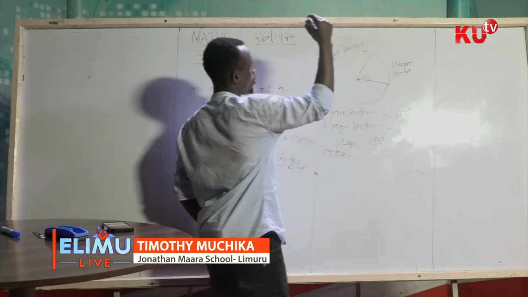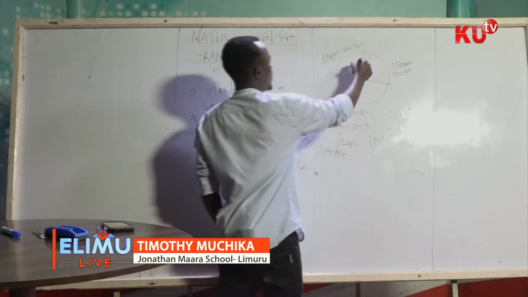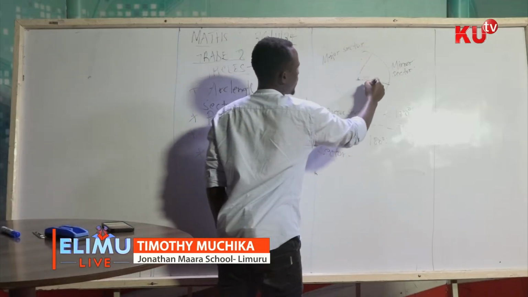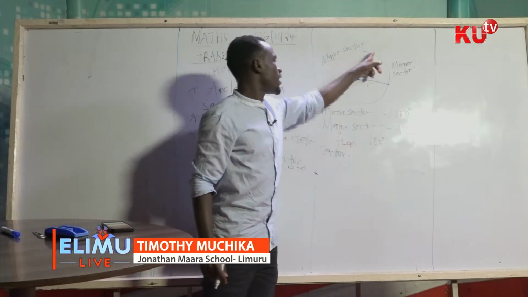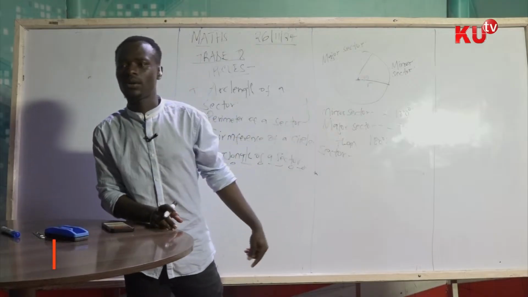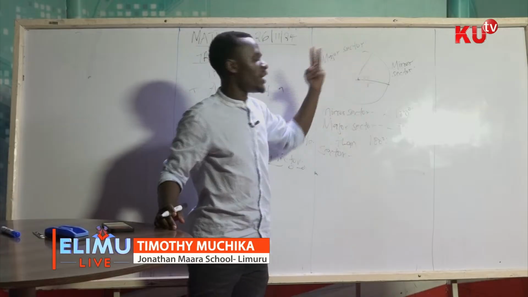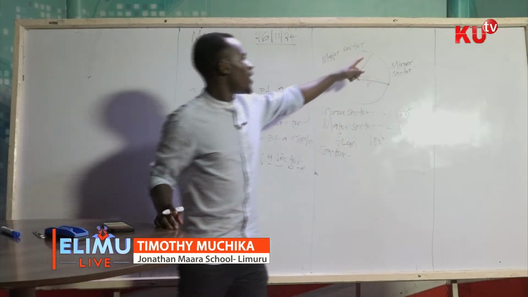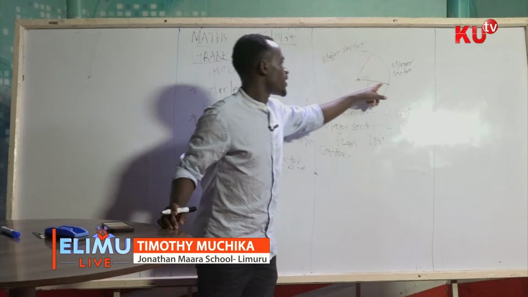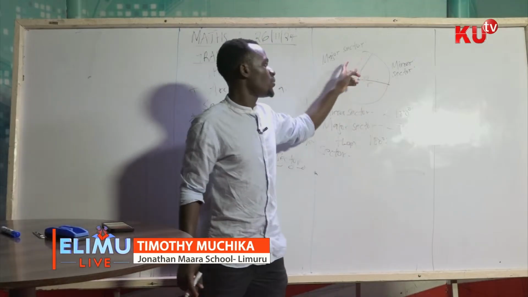Number two, a sector is also formed by two radii. We have the first radius and we have the second radius. And we know that the radius is the distance from the center of the circle to the circumference of the circle. So this sector is bounded by two radii, one and the second one.